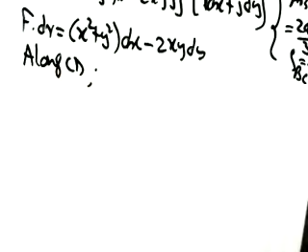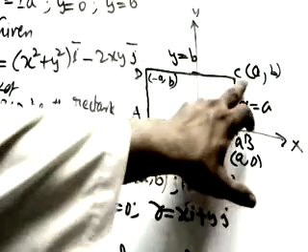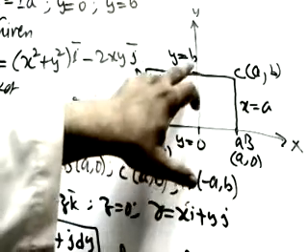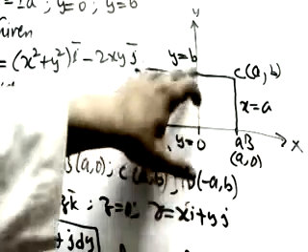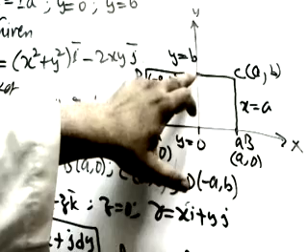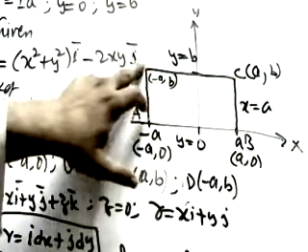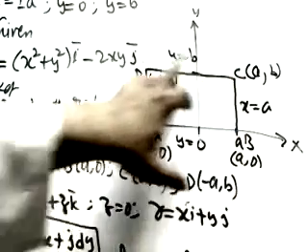Along CD. Now see here. What is here along CD? Watch carefully. Along CD, this line is parallel to the x-axis. Therefore, the formula is y equals distance. This distance is b, so its equation will be y equals b. And from here, x goes from a to minus a.